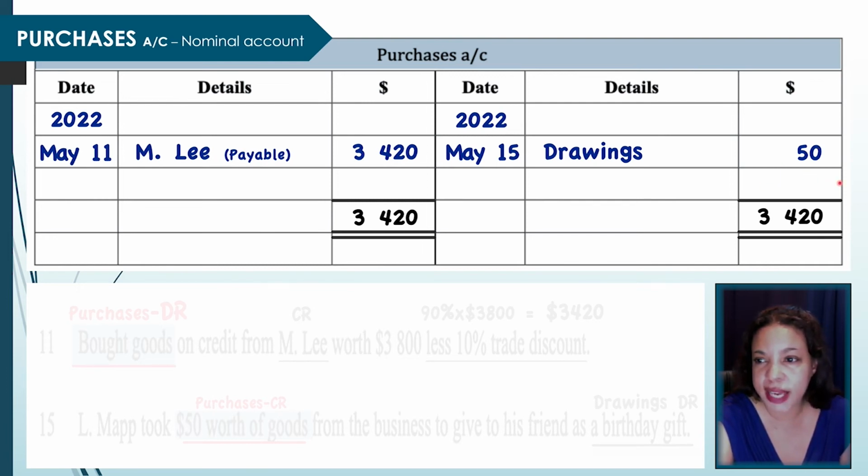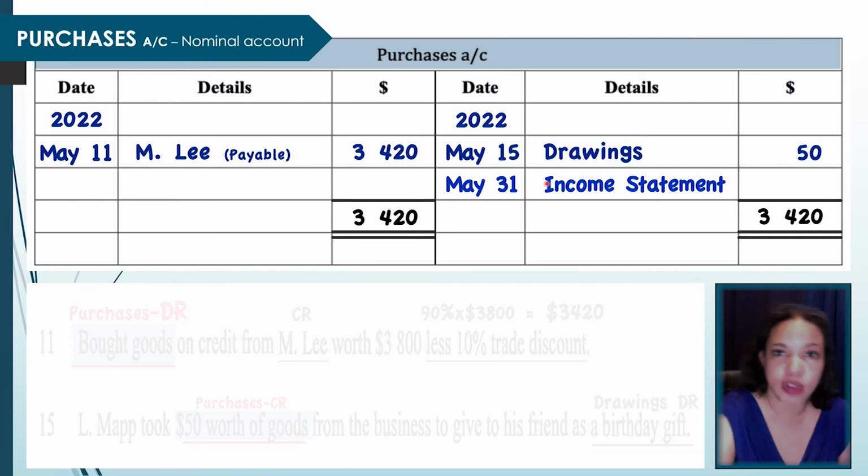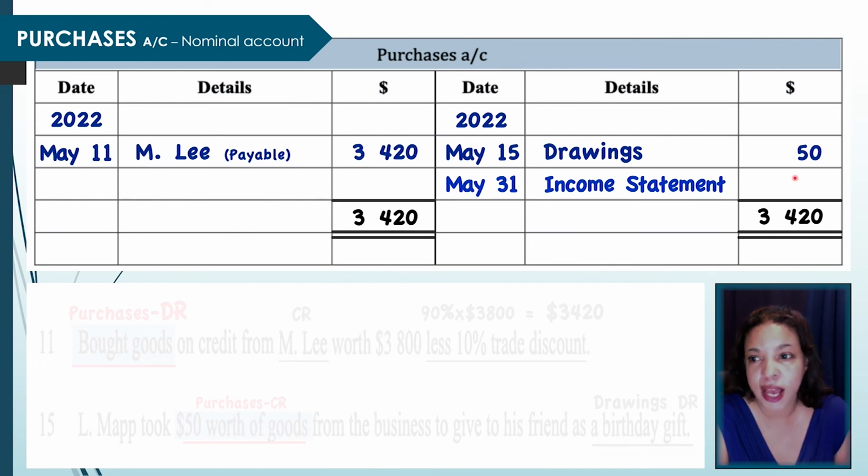So which means the side that is missing an amount, you're going to go and notice above the total line, end of the month, May 31st, not balance brought down or carried down because it's a nominal account. You just simply put income statement, or transfer to income statement, which is too long. So we just put income statement. And what is the missing amount? 3,420 minus the 50 will give you 3,370.